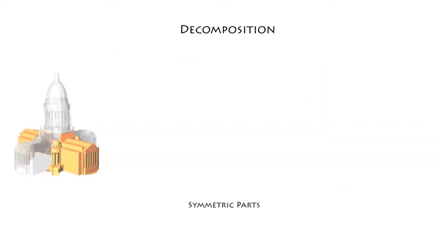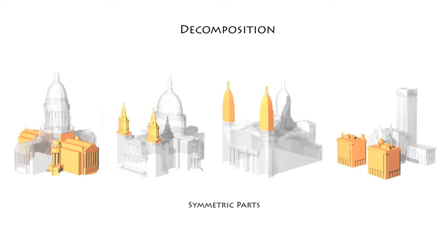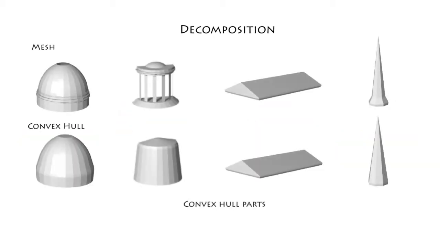Symmetry is important in many buildings. We identify symmetric parts during the decomposition process. This symmetry information will be used in the later recombination step. Architecture features, such as domes, roofs, and spires, are also important. We preserve these features by not decomposing any mesh that is a close fit to its convex hull.